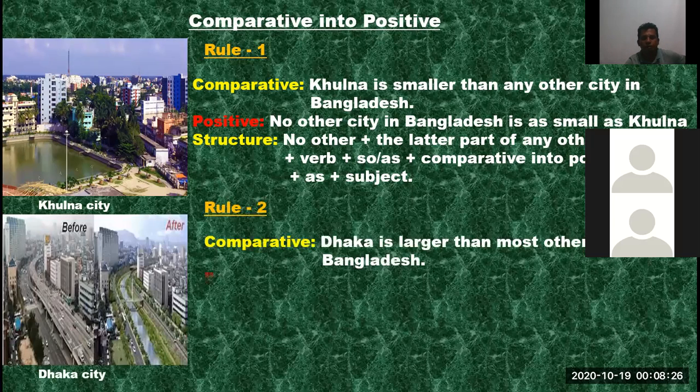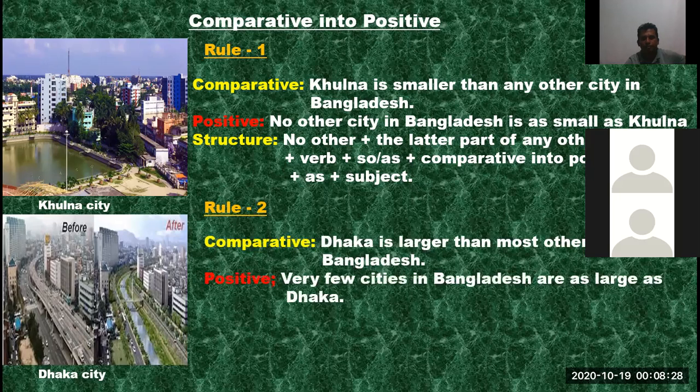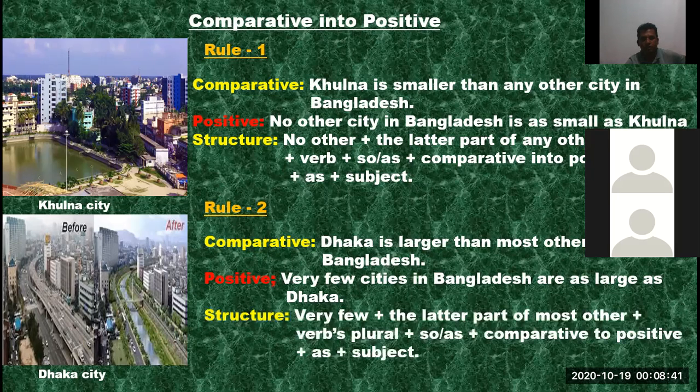Now come to rule 2. Comparative: Dhaka is larger than most of the cities of Bangladesh, and its positive form is: very few cities in Bangladesh are as large as Dhaka. Look at the structure: very few plus the later part of most other plus verb plural plus so or as plus comparative to positive plus as plus subject.